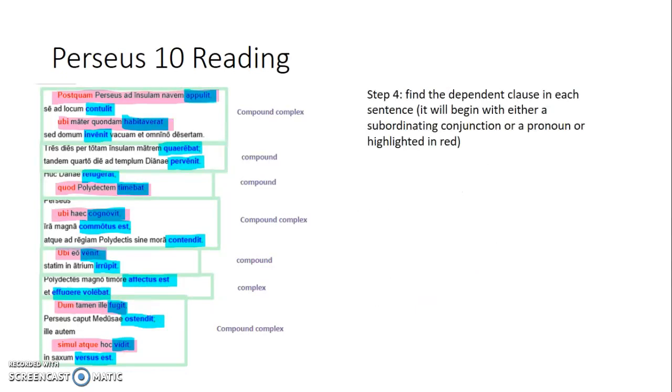Step 4. Find the dependent clause in each sentence. It will begin with either a subordinating conjunction or a pronoun, or highlighted in red. I've highlighted all of my dependent clauses in pink.